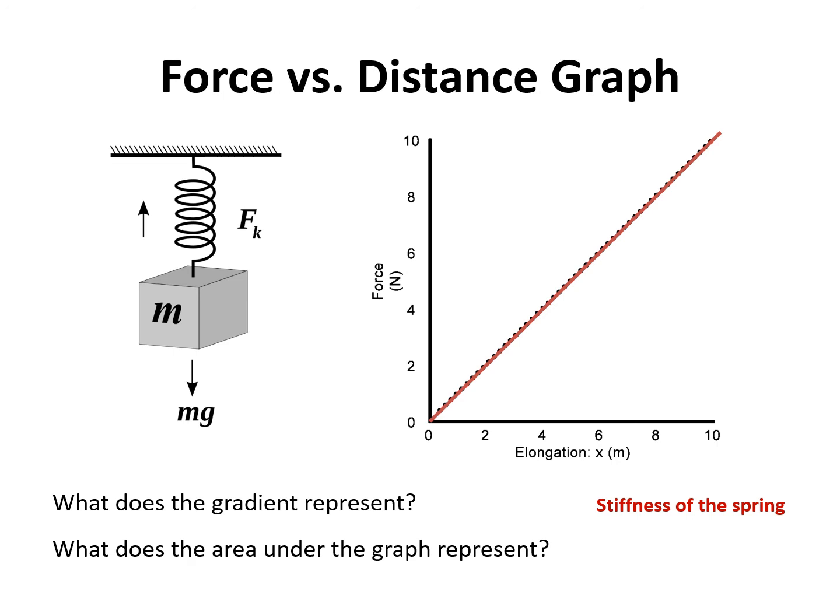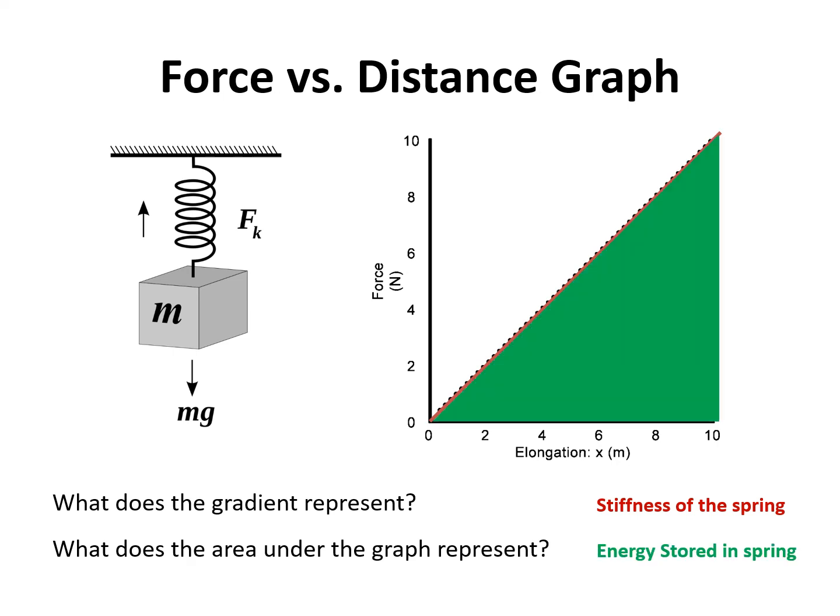Okay, the other thing is, what does the area under the graph represent? Well, in this case, the area under the graph is not that obvious, to be honest, but the area under the graph is actually the energy stored inside that spring. So when you stretch it, the more you stretch it, the more the area increases and the more energy is stored in the spring.